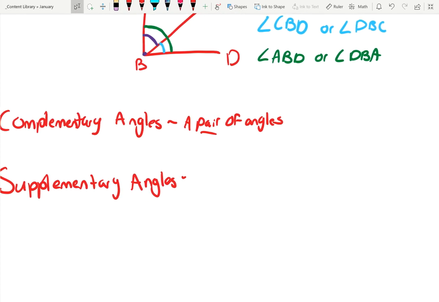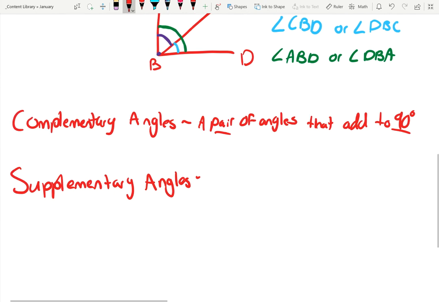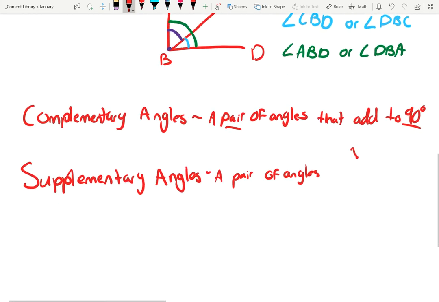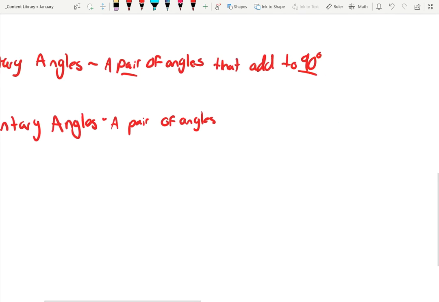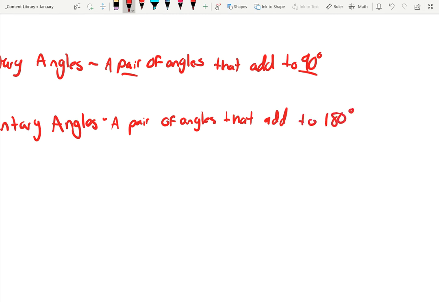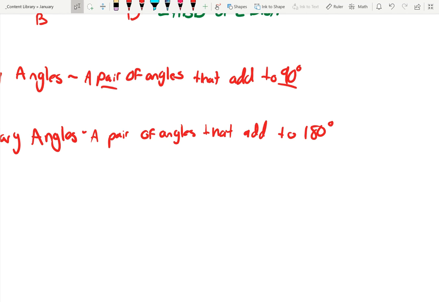Well, okay, so a pair of angles that add to 90 degrees. So again, it's just a couple of angles, a pair of angles, 2 angles only that add up to 90 degrees. Supplementary angles are similar in the fact that they're also a pair of angles, only 2. But these add up to 180 degrees.